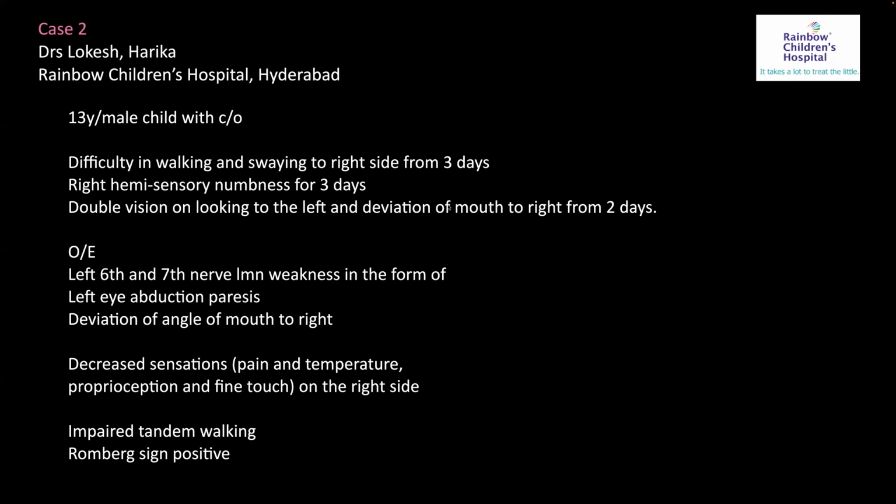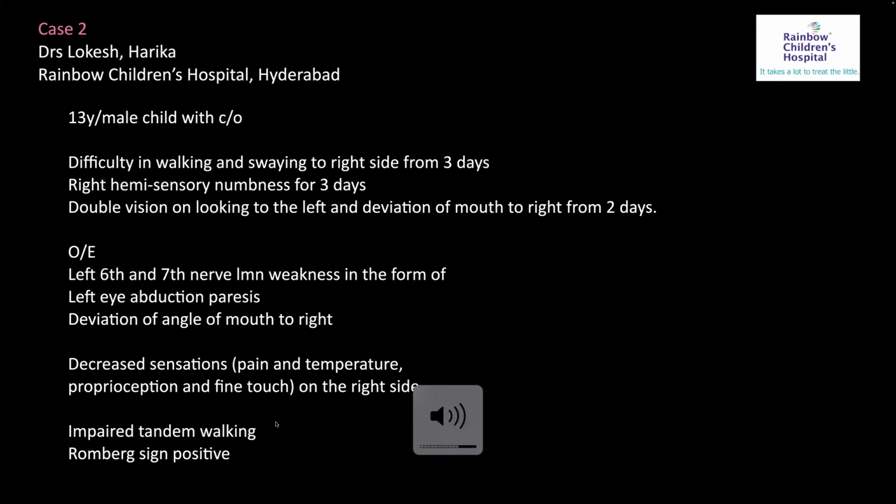On examination, left 6th and 7th nerve lower motor neuron weakness was there in the form of restriction of left eye abduction and deviation of angle of mouth to the right. On sensory examination, there was decreased pain and temperature sensation, proprioception and fine touch on the right side. Tandem walking was impaired. Romberg was positive.